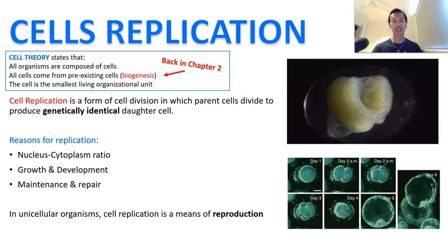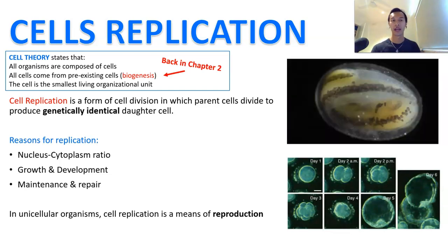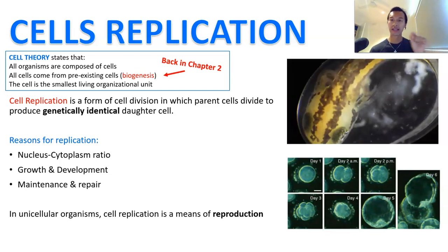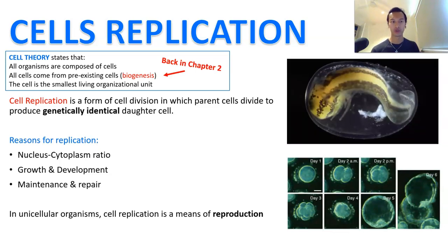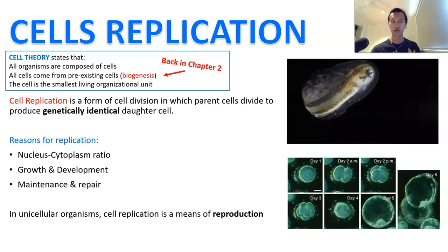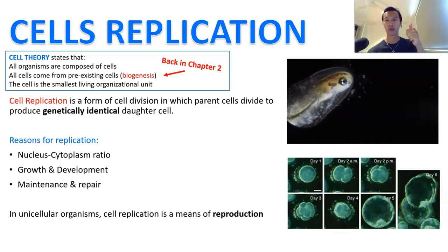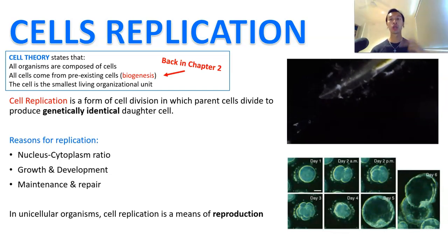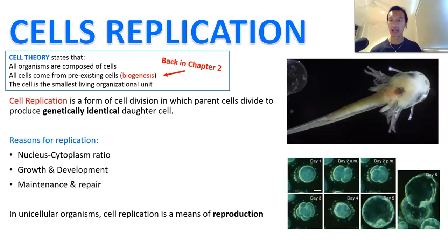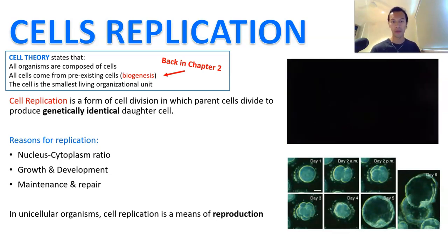So cell replication is a form of cell division in which a parent cell divides and produces genetically identical daughter cells, right? And there are 3 main reasons why cells replicate and divide. The first one is the nucleus to cytoplasm ratio. The second one is growth and development. And the third one is to maintain and repair damaged or lost existing cells, right?